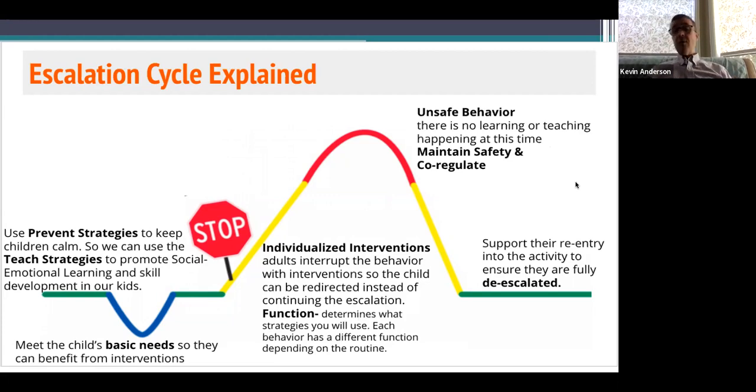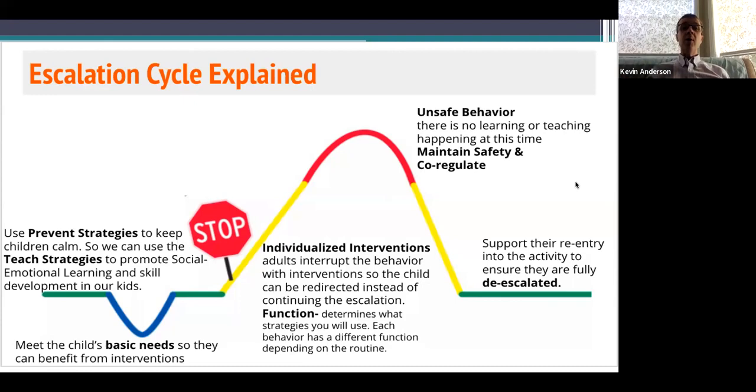As children start to head towards challenging behavior, we will often see something occur, which we're going to talk about triggers in a little bit, but we will see children start to escalate. We will see them start to go up on this cycle. These could be as simple as you see their body become tense. They may get a look in their eye. You may see particular movements.